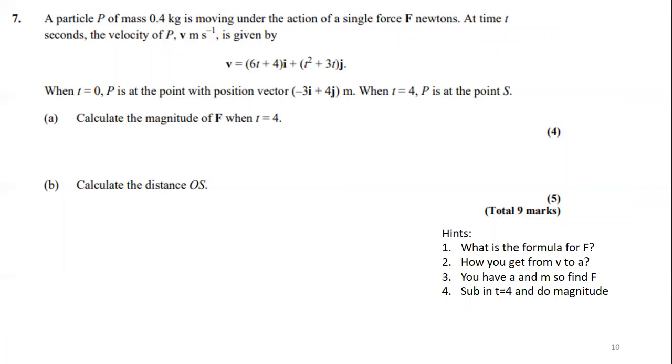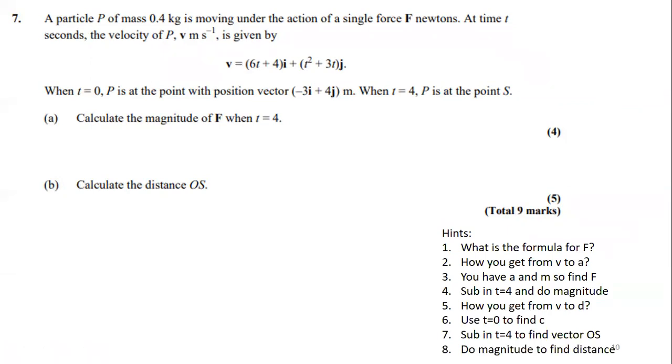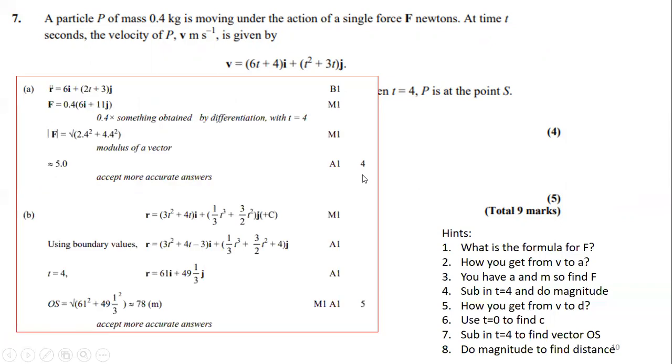Okay, find the distance O to S. Well, we have v, so you can get from v to displacement. And then they give us, when t is 0, the position vector, so you can use that to find your plus c. Sub in 4 to get the vector for S. And then once you've got the vector for S, you know how to find the distance. And the answer's on the board.